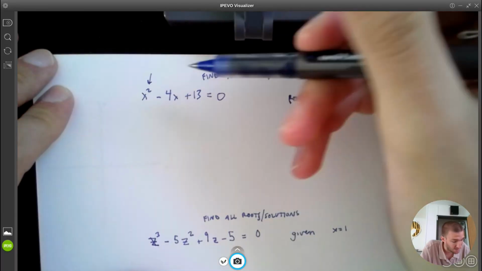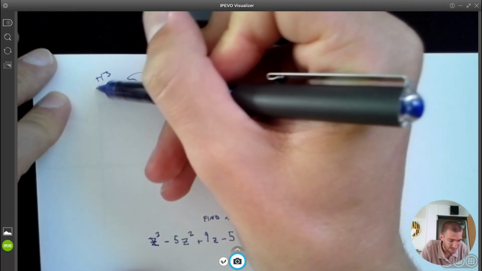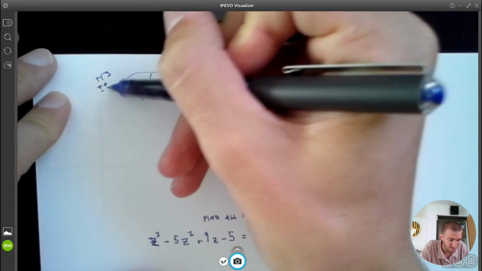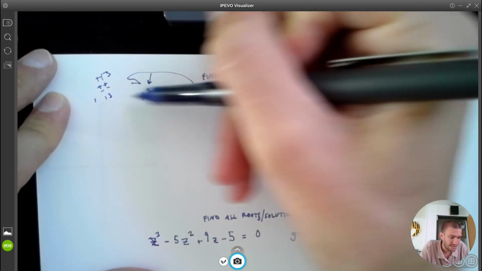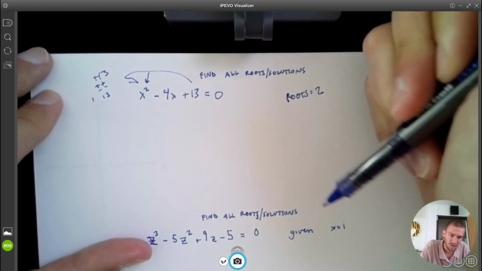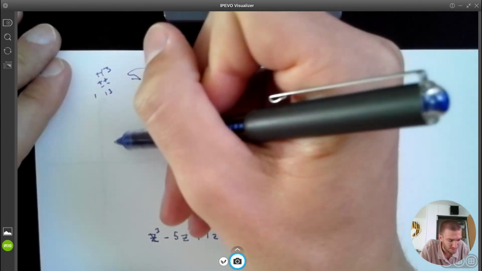But if I try to factor this, I'm thinking about a positive 13. That means I either need plus, plus, or minus, minus. The numbers are 1 and 13. Can I make a negative? No, right? And so our factoring fails, and we need to use the quadratic formula.